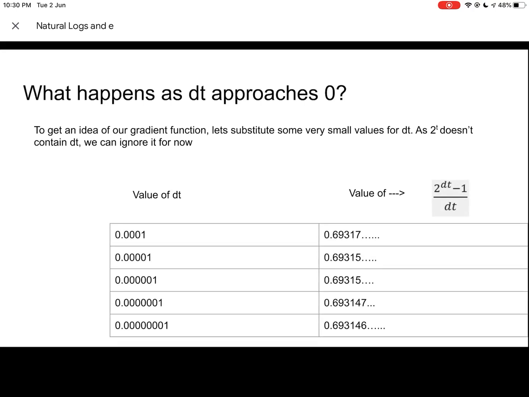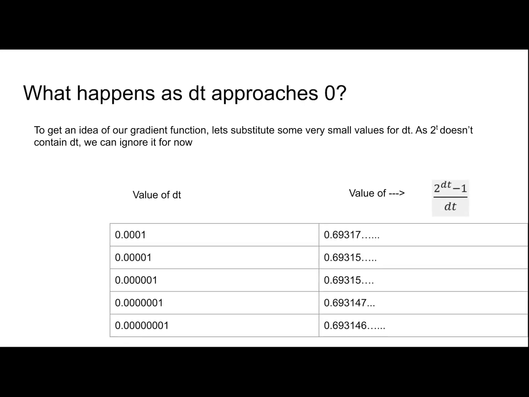So we have a little bit of a table here, a very useful table. This shows us our value of dt and the value of 2 to the power of dt minus 1 over dt. So that's our weird constant there. If we put in 0.001, we'll get 0.69317 as the value of 2 to the power of dt minus 1 over dt. I used values that are 10 times smaller for each value of dt. So the value of dt is getting smaller by a factor of 10.